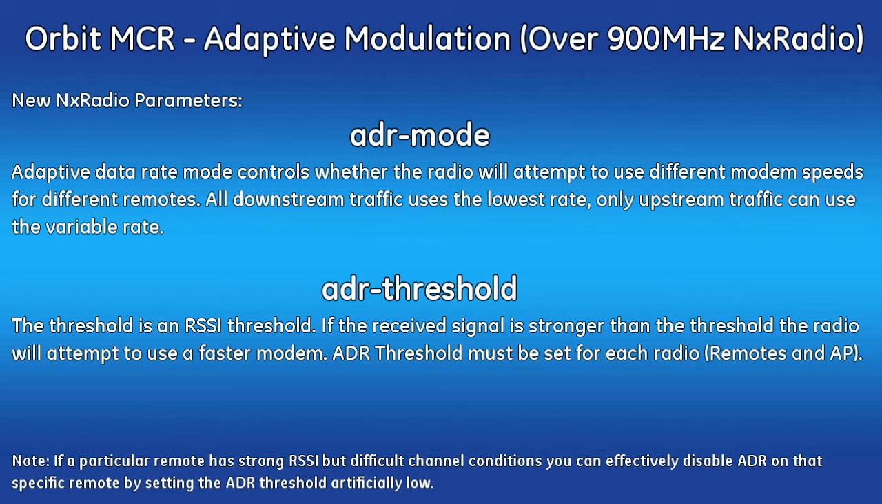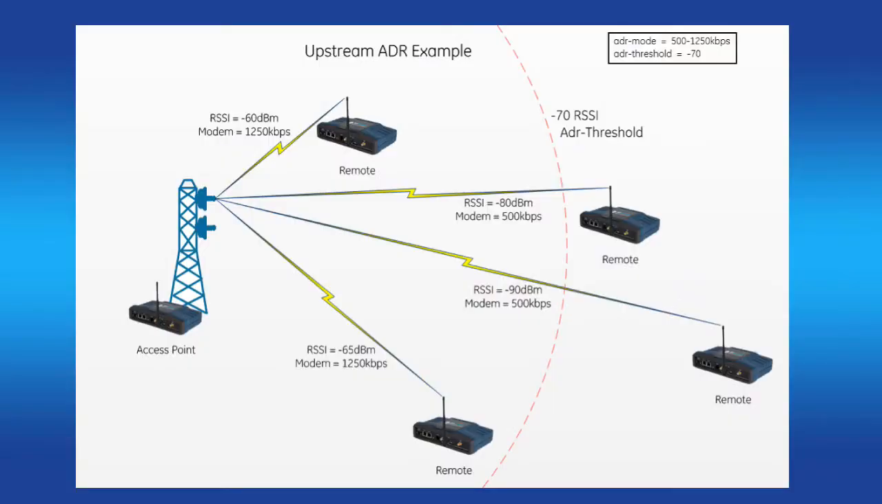ADR threshold is the RSSI threshold used to determine if the radio operates at the faster or slower modem speed. For example, the ADR threshold is set to -70, and 4 remotes are set up for ADR mode 500 to 1250 kbps. 2 remotes have a weak signal below -70. 2 remotes have a strong signal above -70. Therefore, the weak signal remotes will operate at the modem 500 kilobits per second, and strong remotes will operate at the modem 1250 kilobits per second.